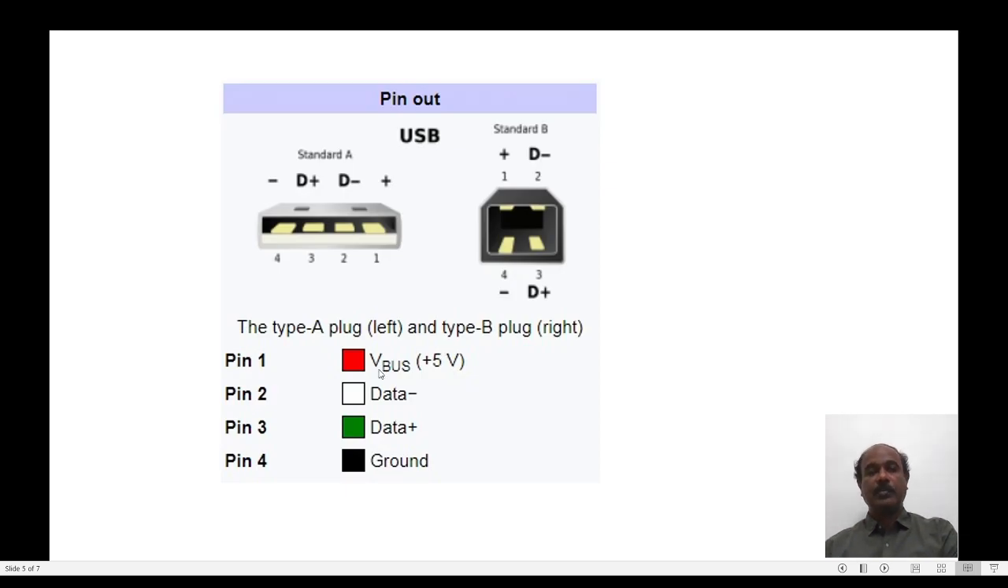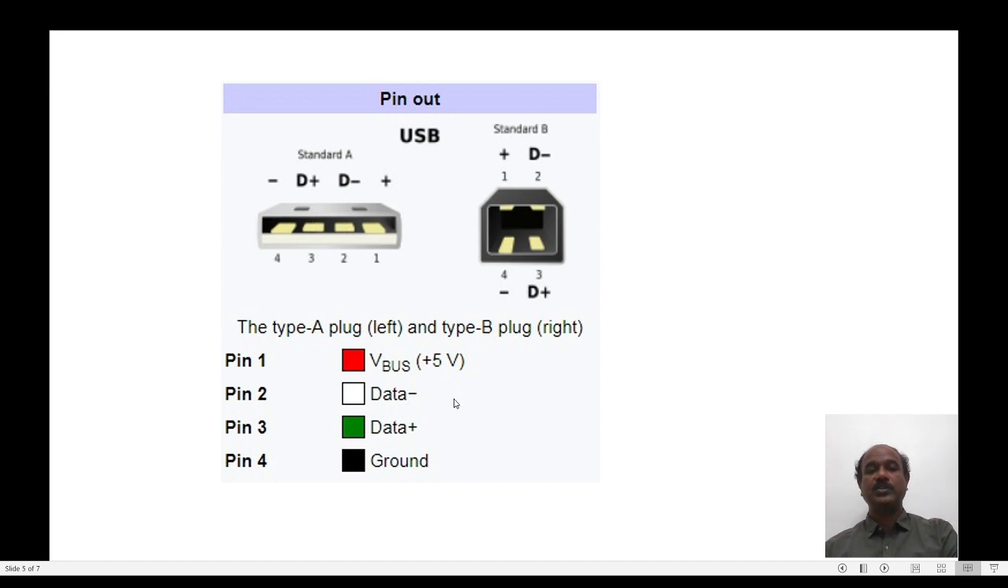And this USB cable will have 4 pins inside it. So the first pin is the 5 volts power supply. Then the second and third pins will be used for data transfer. This is denoted as data plus and data minus. This notation stands for differential data transfer. That is, data will be transferred on both the lines, both the wires.